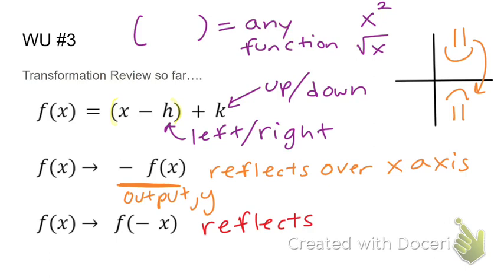When I make the input negative, it reflects over what? The y-axis. Good. We're going to combine all of these things today.